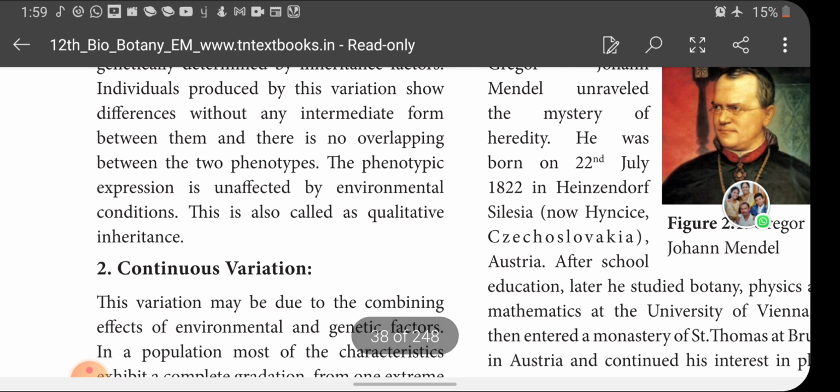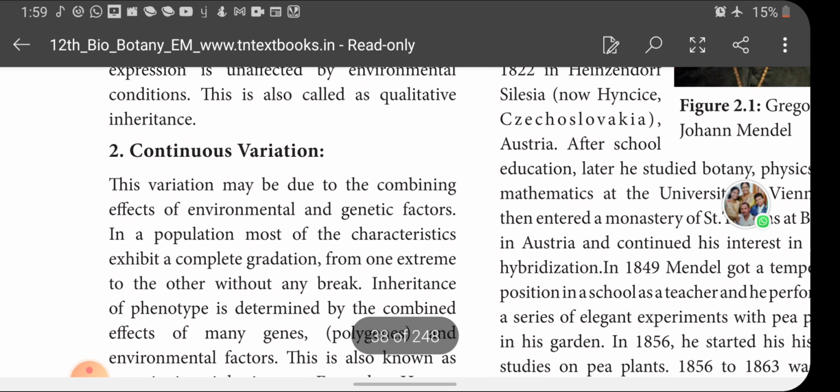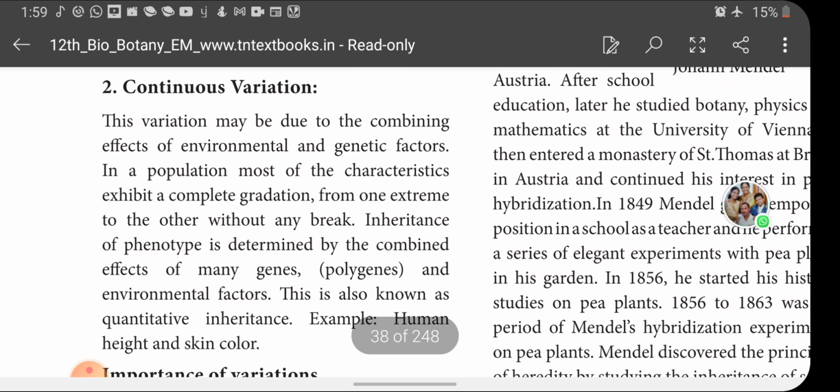This is also called qualitative. Since the variation is not affected by environmental condition, it is also called what? Qualitative inheritance. Next one is continuous variation. This variation may be due to the combined effect of environmental and genetic factors. Discontinuous variation is purely by means of genetics, but in continuous variation, both environmental and genetic factors are involved.